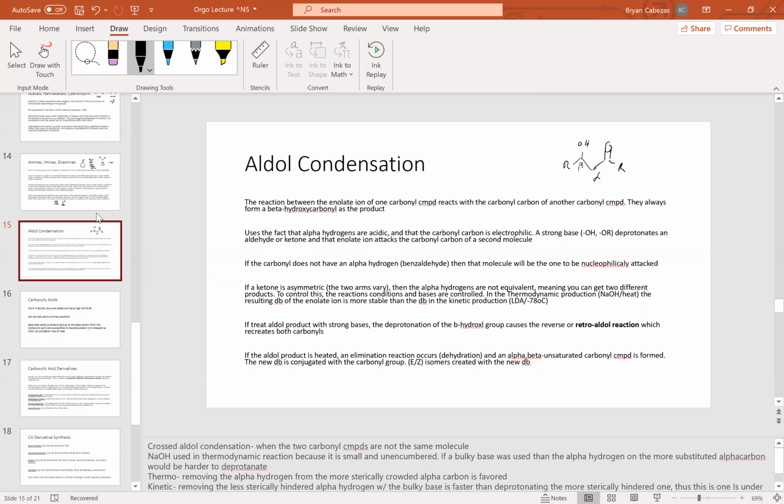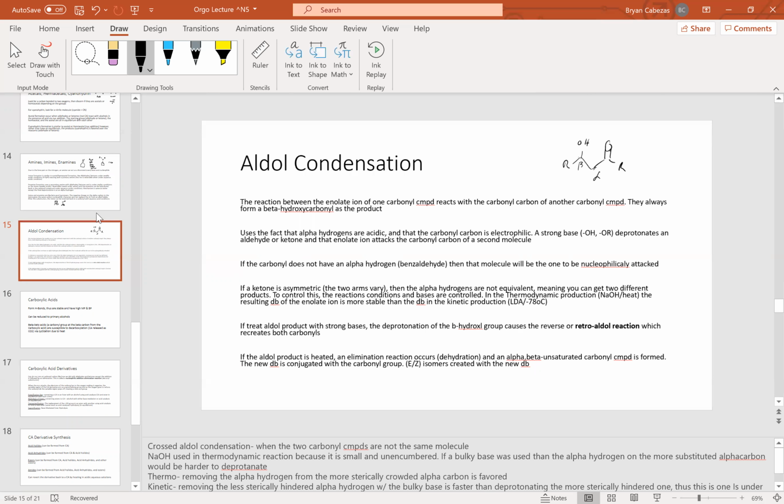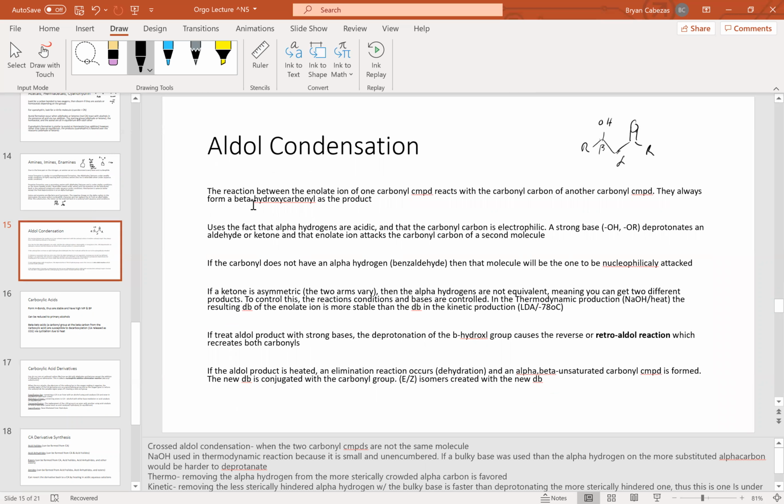So the next thing we're going to have is the aldol condensation. In the aldol condensation, what we have is the formation of a beta hydroxycarbonyl. So remember, this would be the alpha, and then this would be the beta. This is a carbonyl group, so the beta hydroxy would be the OH group.